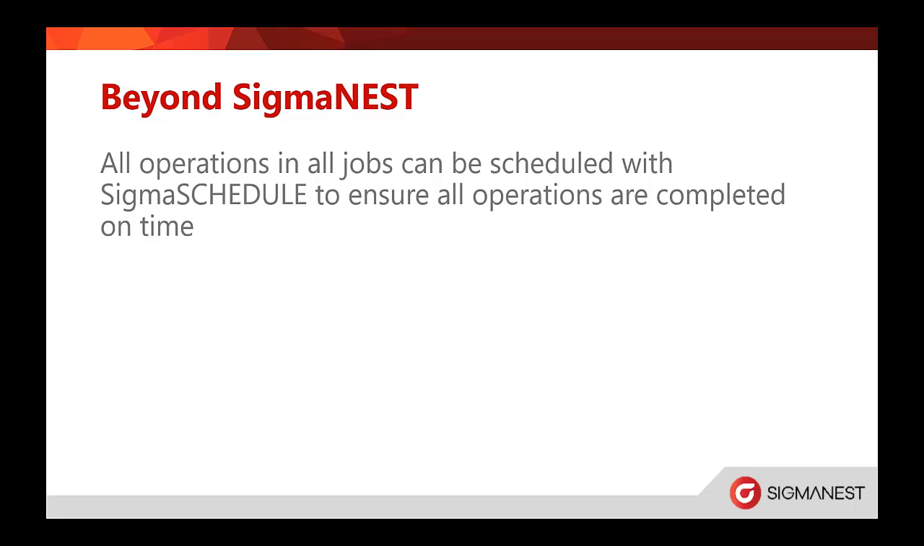After the job has been created, we do have another software called SigmaSchedule. This will actually be a software that you can get that will ensure that your parts are completed on time. So whereas when you get a due date on a work order, the due date that is typically inputted into a work order inside the SigmaNEST is when the parts are actually due. So they need to be delivered to the customer.